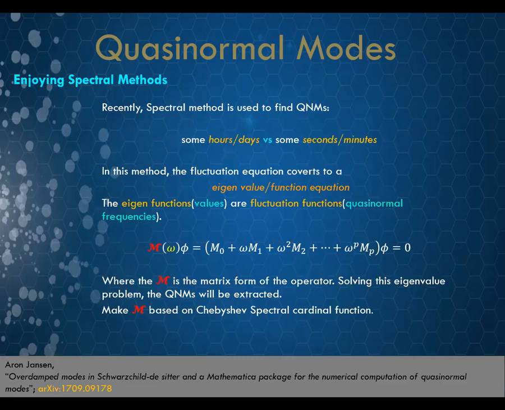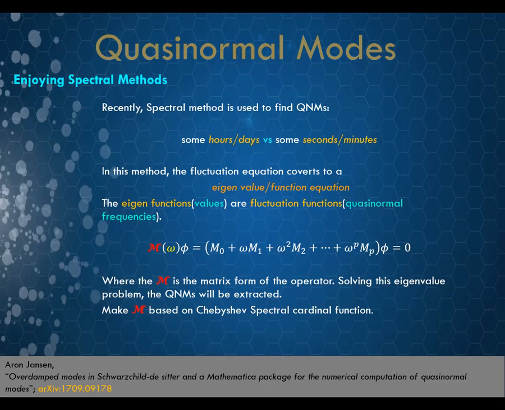Recently, the spectral method is used to find quasi-normal modes, and I forgot to mention that the spectral method is widely used in other topics in today's science, not only for general relativity or particle physics. Fluid dynamics, electrical engineering, mechanical engineering, metallurgy, geophysics, and others enjoy spectral methods.